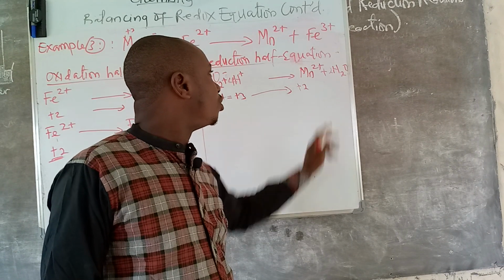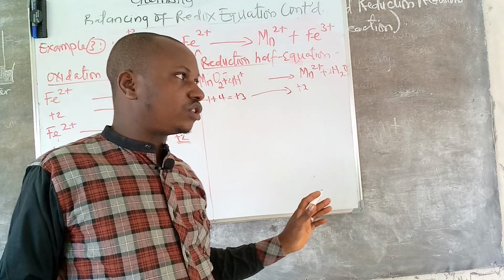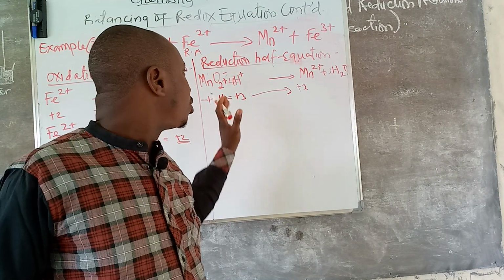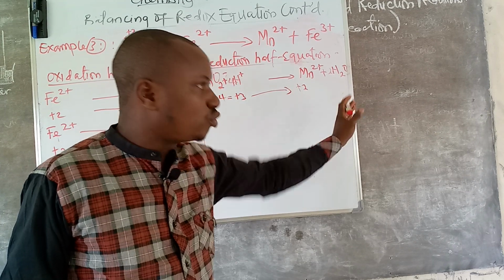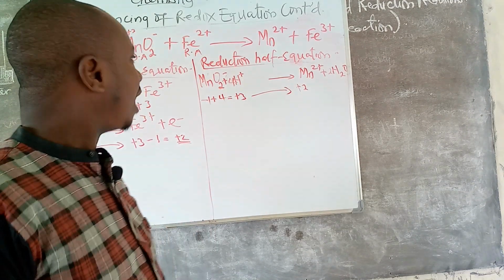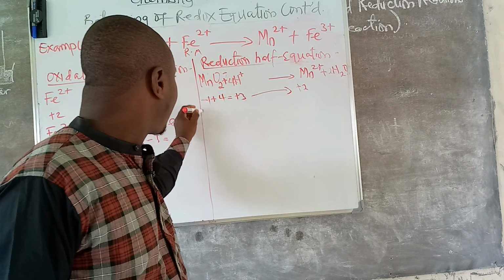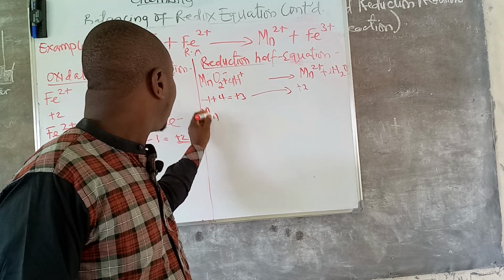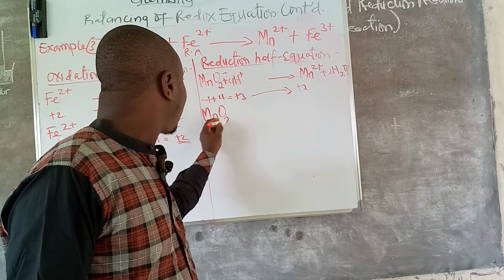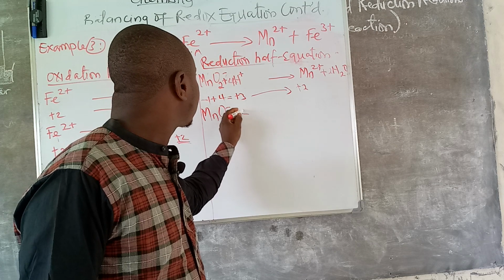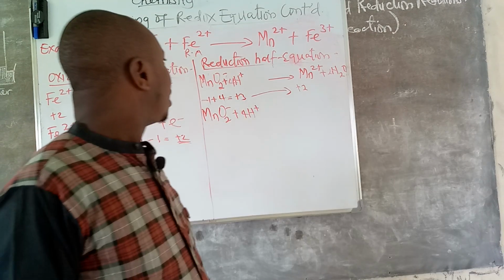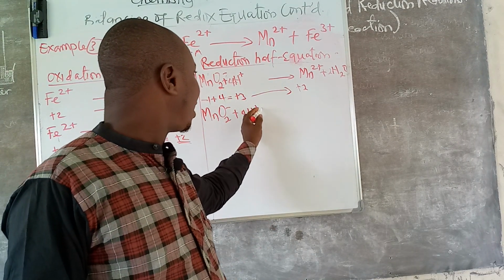What is the total number of charge we have here? It's just plus 2. Water is neutral. You don't touch it. It has no charge. So this side is plus 3, this side is plus 2. How do we balance it? We are going to add electron on the left-hand side of the equation, plus 4 hydrogen. How many electrons are we going to add? 1 electron.